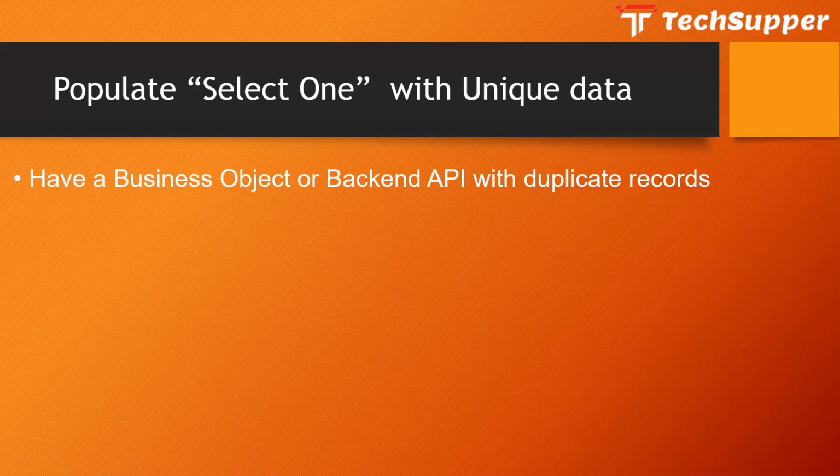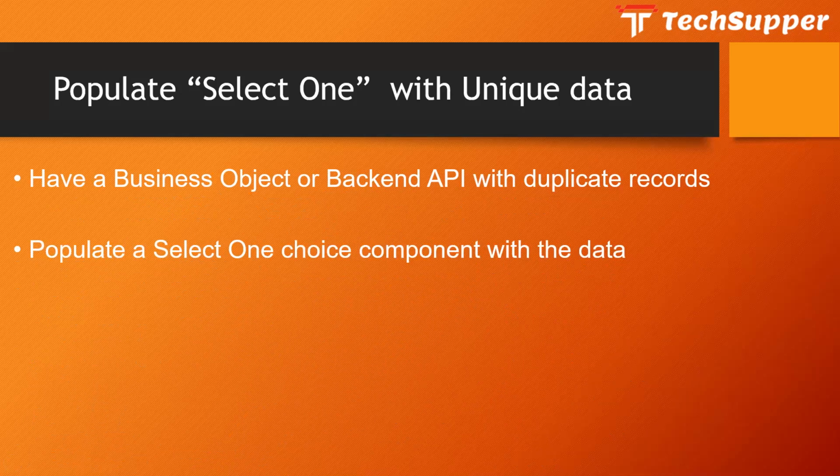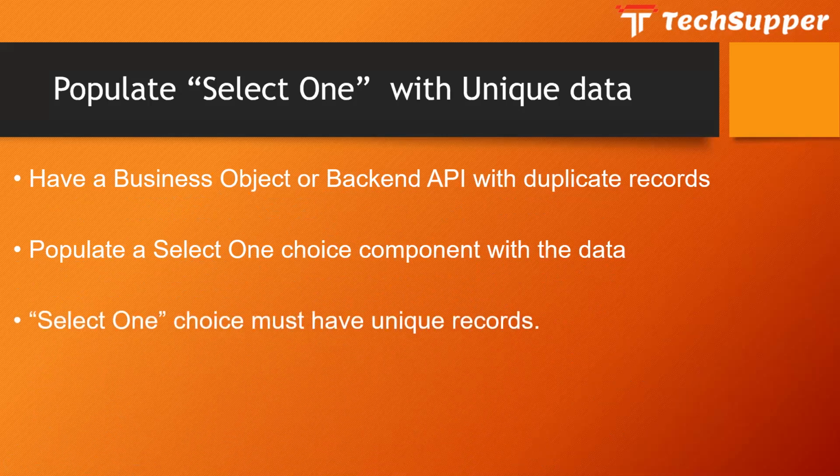Let's consider a requirement wherein we have a business object or a backend API which can have duplicate records. From that data, whether we have a business object or the backend API, we need to populate the Select One Choice component. But the data should be unique. We should filter the data before we populate the Select One Choice. So this is one of the common requirements.